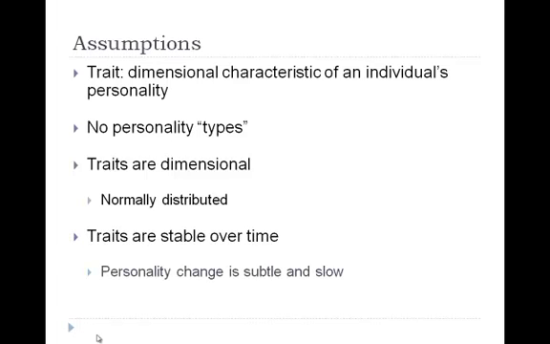Another assumption is that traits are stable over time. So if you're high in extroversion today, then you'll probably be high in extroversion 10 years from now. And there's a recognition, if we measure one instance now of you being extroverted, how extroverted are you? We observe you in one situation, and then we observe you in one situation 10 years from now. We may not see the same level of extroversion.